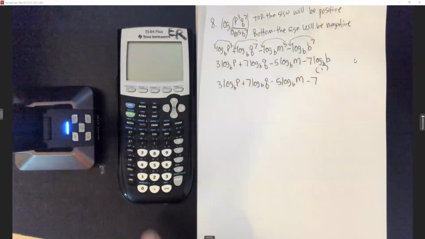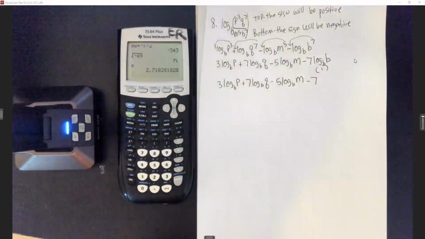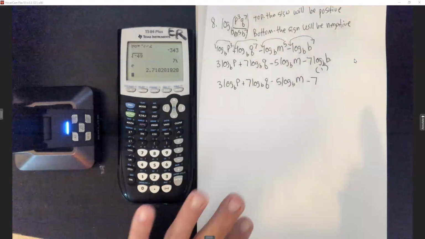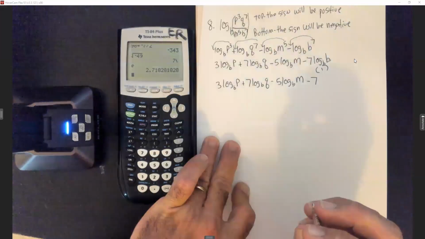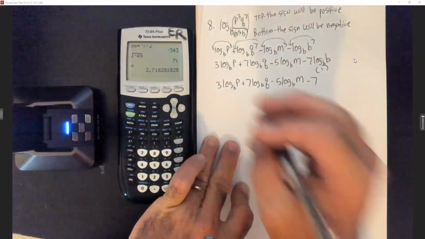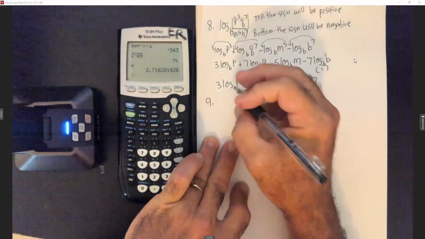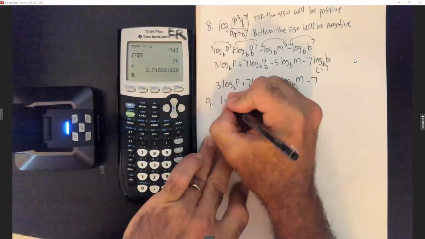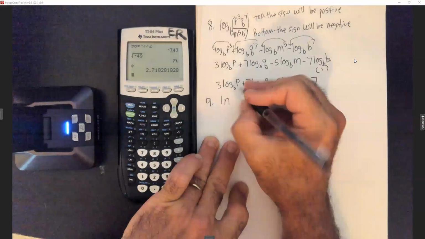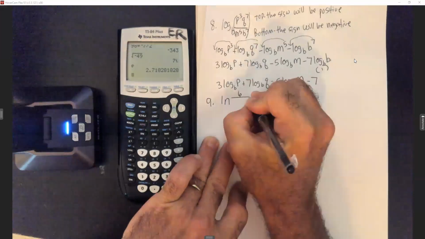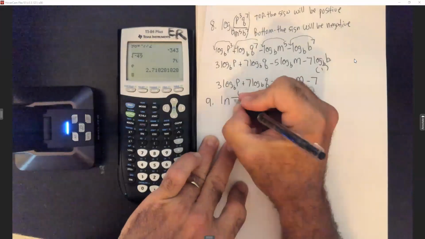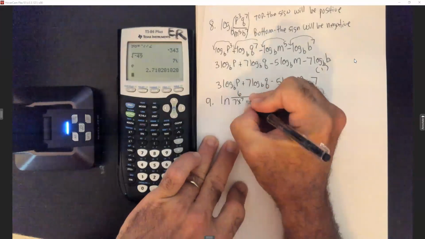Okay. All right, y'all. So that's probably one of my trickier ones. Let's see, number 9 does the same thing, but it's using ln. ln of 6 divided by 7 x to the 7th y.